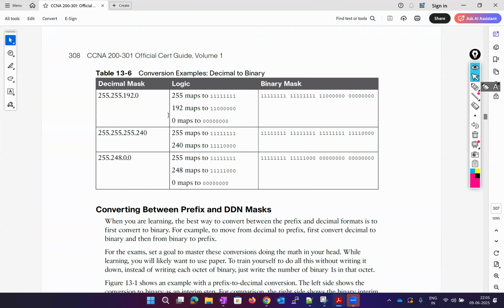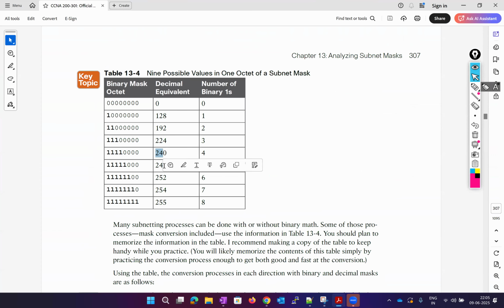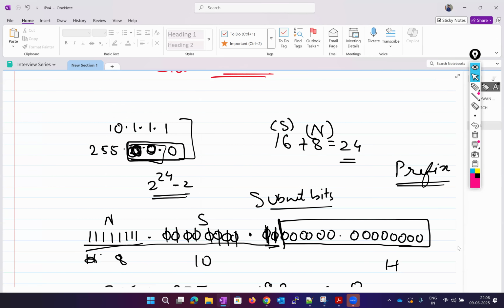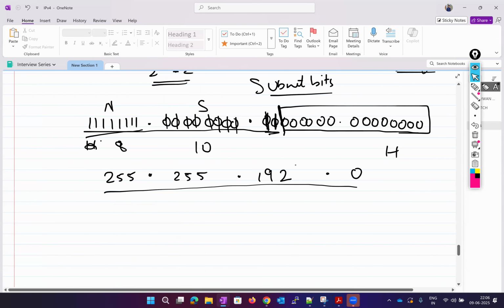From this table only. It will be 128, 192, 224, 240, 248, 252, 254, or 255 only. It cannot be any other number than these. And when you're writing an address mask, all your ones should be on the left hand side, just like this. All the ones shall be only on the left hand side.